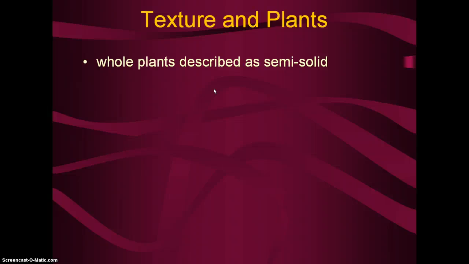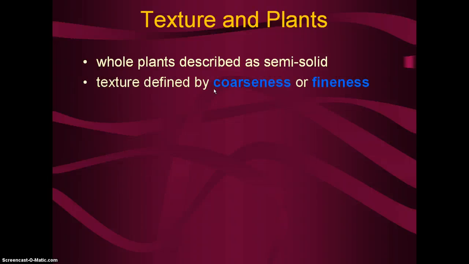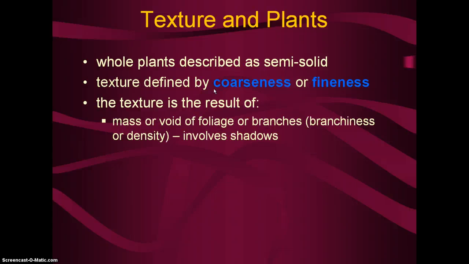Now when it comes to whole plants, we usually think of them as not really solid. There's spaces between branches and leaves and so on, so we have to really consider that when we're thinking about whole plants. So we don't talk about texture of plants as being rough or smooth. We talk about it being coarse or fine. And many characteristics make up whether a plant is considered coarse or fine. It's a result of how much foliage you have or how many branches you have. If there's lots of space between the foliage, then it's usually a coarser texture. If it's really close together and it's just all one mass, then it looks a little finer.